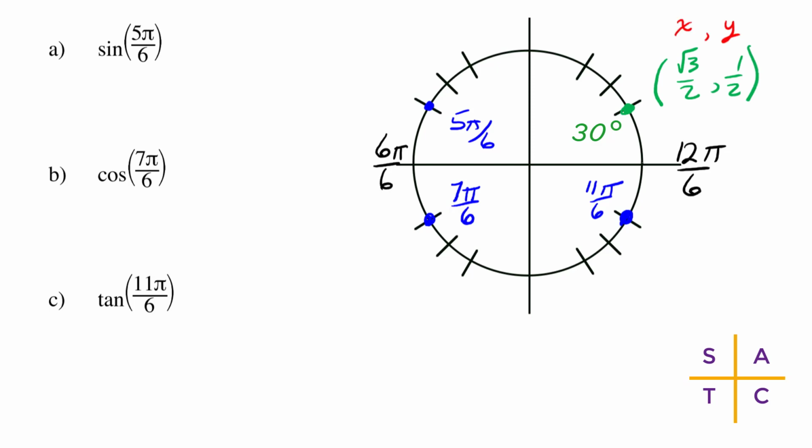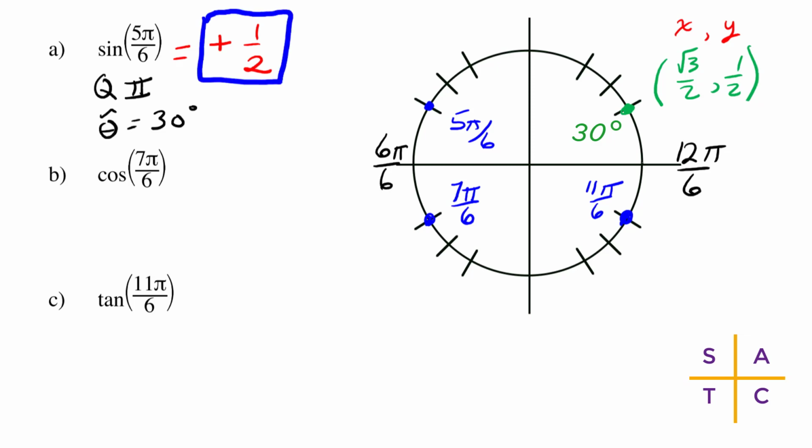So when we look at the sine of 5 pi over 6, we recognize, oh, that's in quadrant 2, and sine is positive in quadrant 2. And sine is the y value for 30 degrees, so that's going to be positive 1/2.